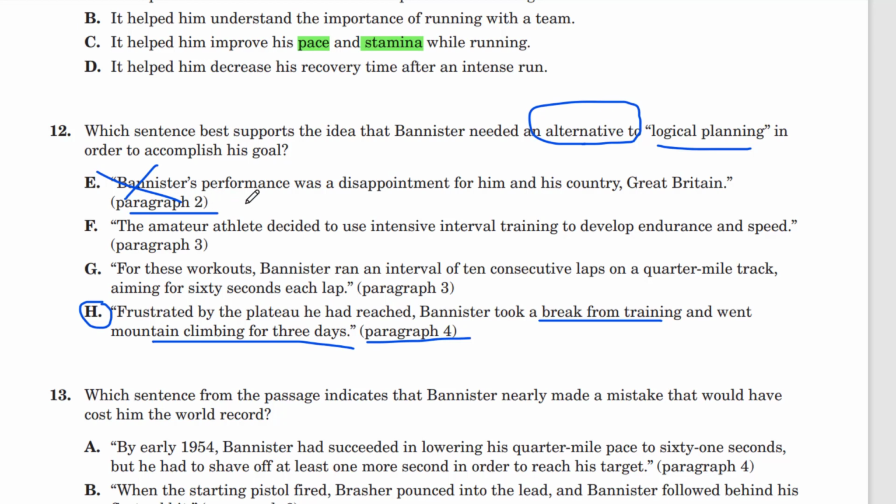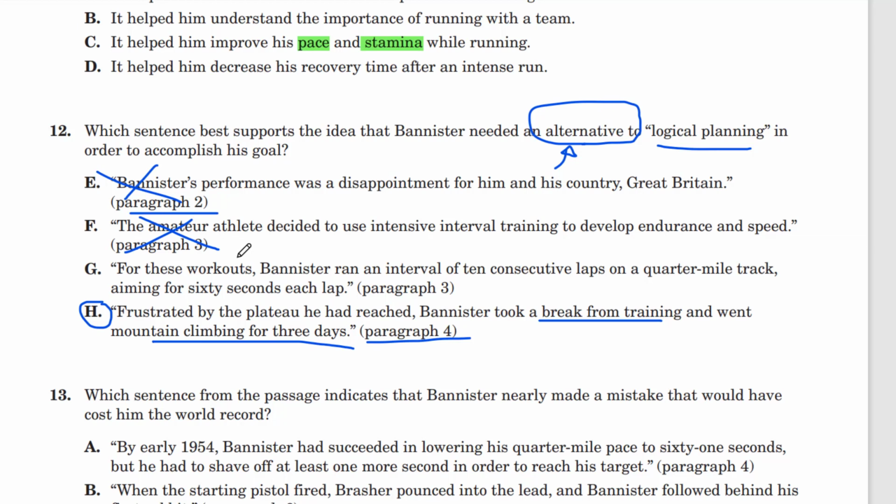F, the amateur athlete, that would be Bannister, decided to use intensive interval training to develop endurance and speed. Well, if you didn't read the conditions, an alternative, you would realize logical planning is developing endurance and speed through interval training. So F is the wrong answer. It's answering what is logical planning, not why he needed an alternative to logical planning. That is incorrect and irrelevant to the question at hand. Another typical wrong answer choice.